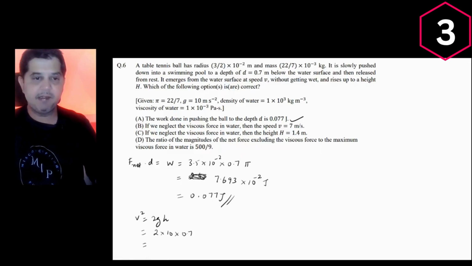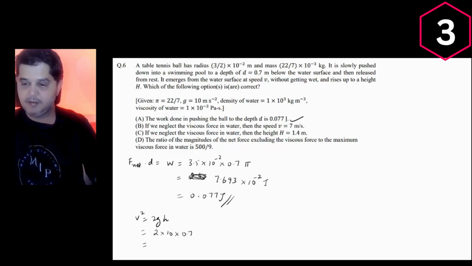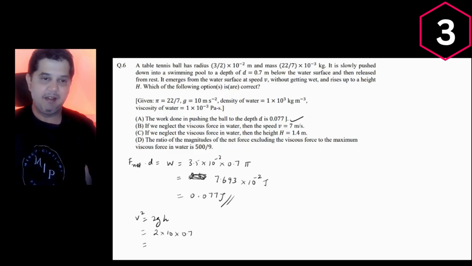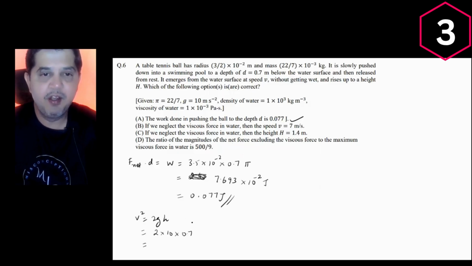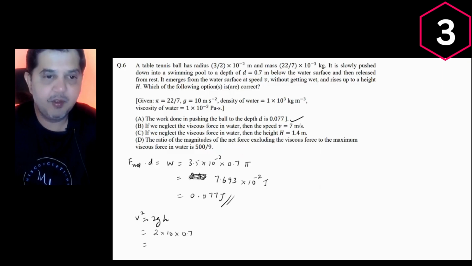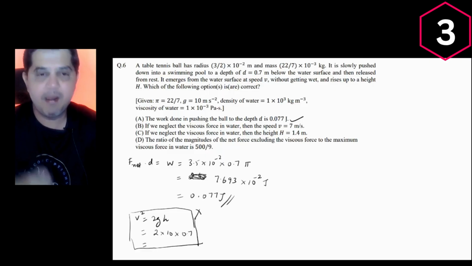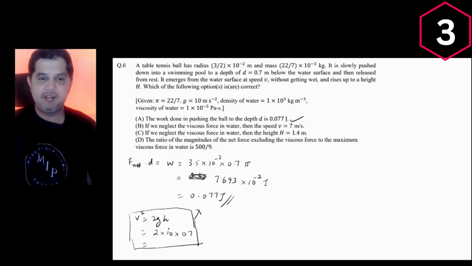But the answer is 7 meter per second. What is that I missed? H is 0.7 meters, G is 10, and this is 2. So now what is that we need to do here? Can we use this expression here? You cannot use this. Why can't we use this? If we calculate using this, I get the answer 3.7. But why can't we use this expression?